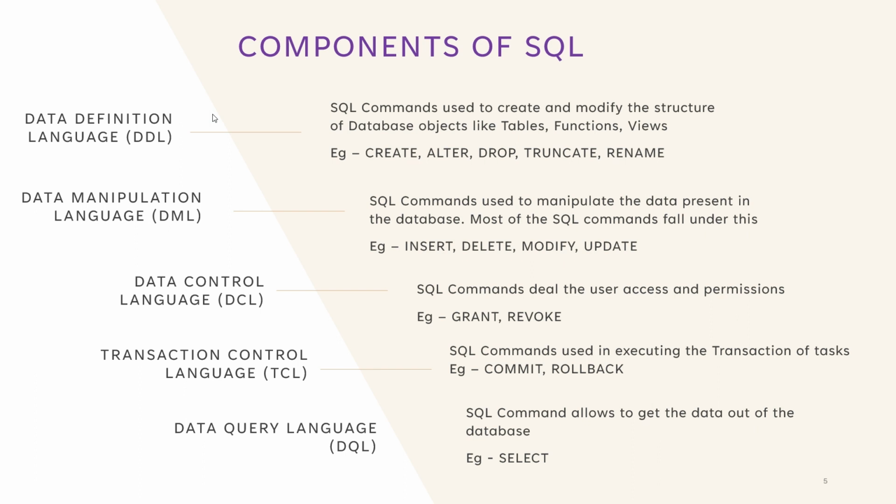First, we have SQL commands or queries which are used to create or modify the structure of database objects. Say, for example, when I have a table and I introduce a new column or delete an existing column, it will change the structure of the table. The commands or queries which are used to change the structure of the table fall under data definition language: commands like create, alter, drop, truncate, and rename. So these are all DDL commands.